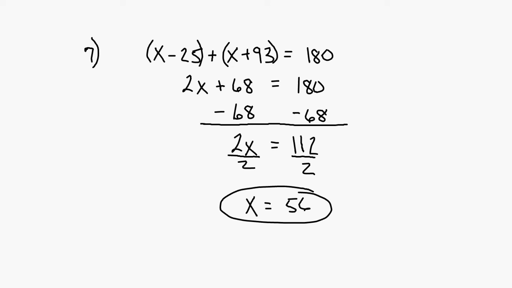So if x is equal to 56 and you need the two angle measures, then 56 minus 25 is the first angle measure. What's 56 minus 25? 31 is this angle. 56 plus 93 is the other angle. 149. Everybody got it?